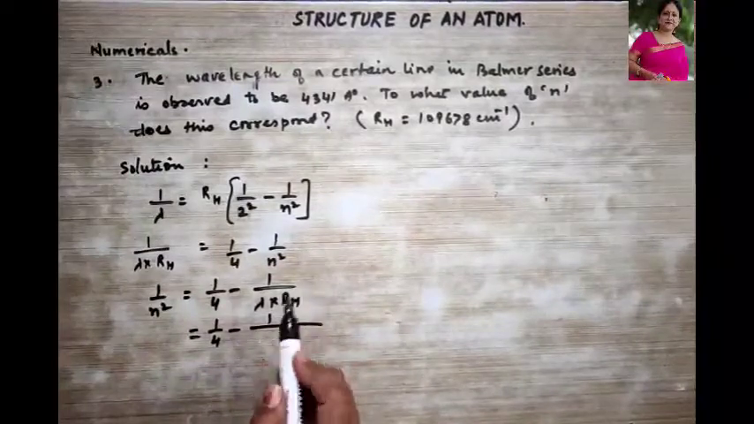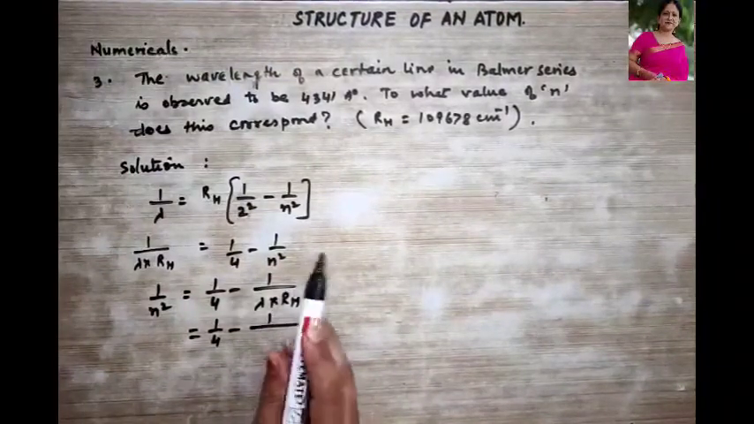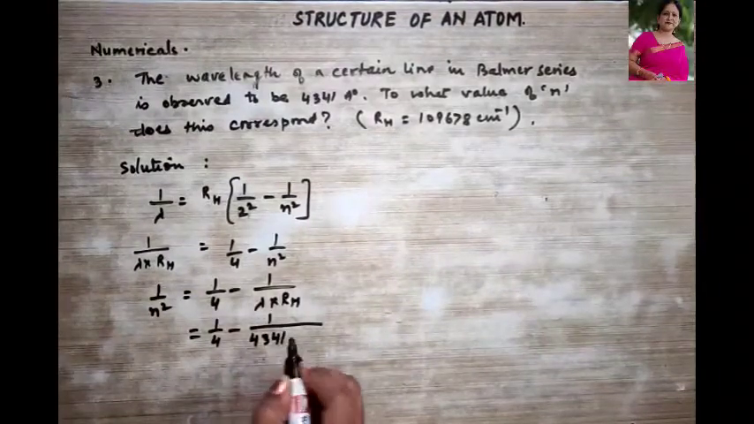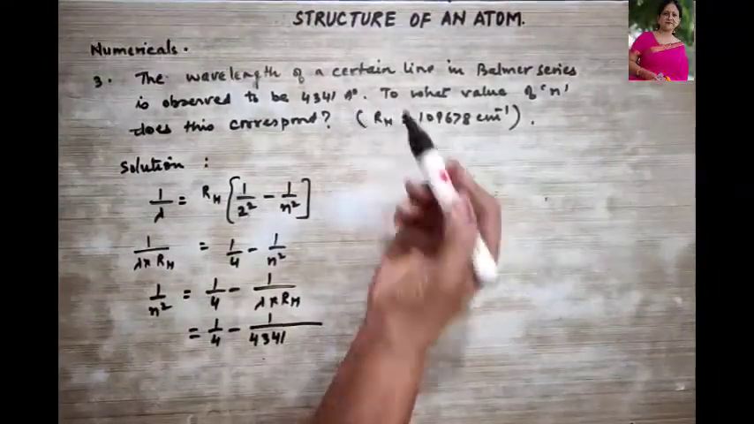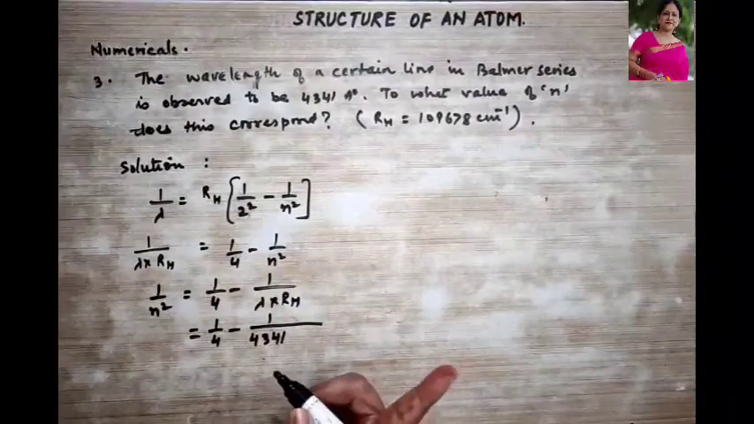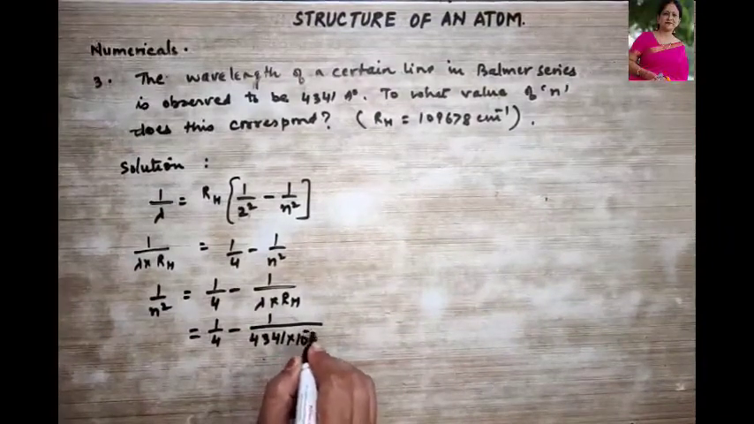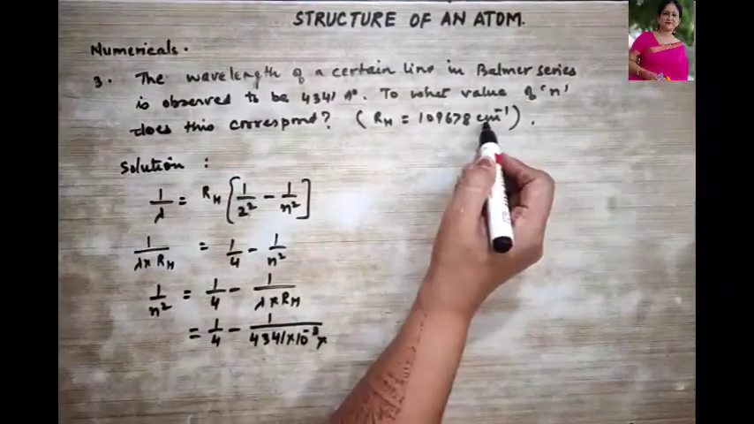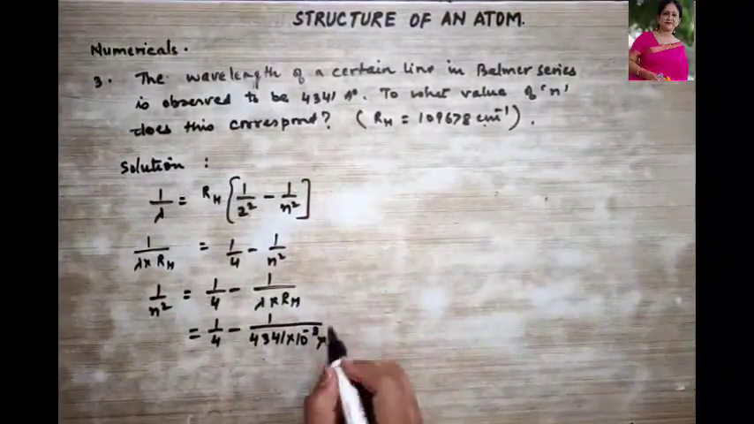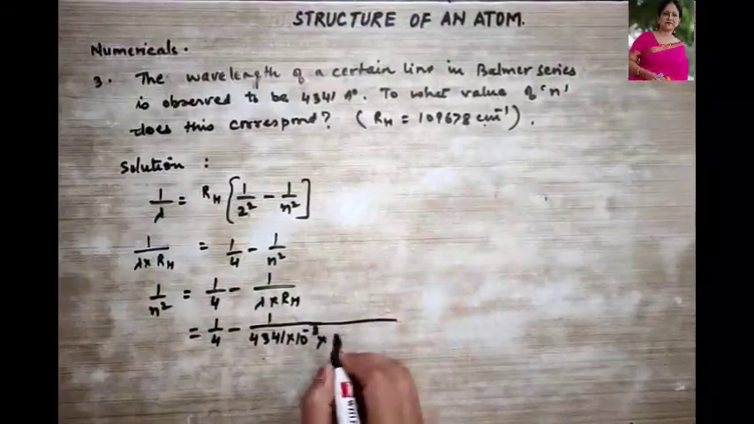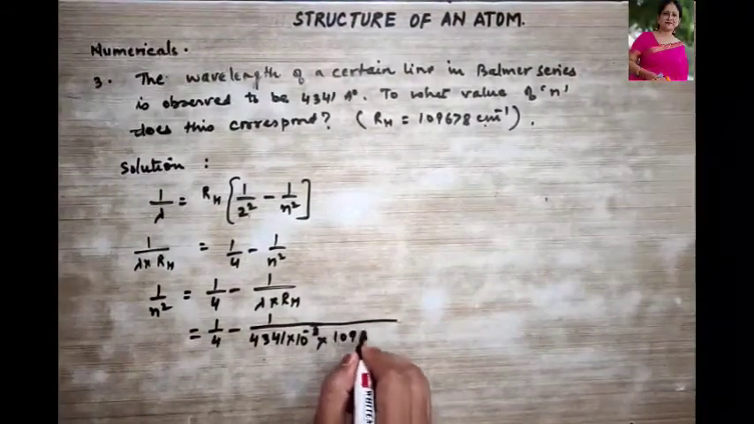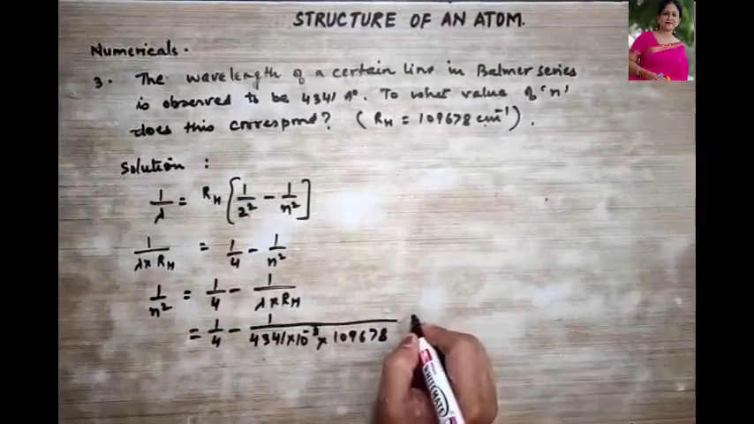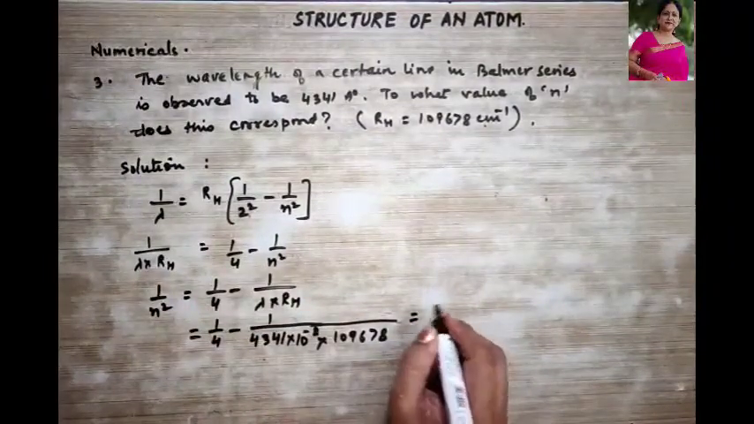Now what is the value of lambda? It is already given to you there in the question, 4341. Now it is given in Angstrom. Okay, I have to change it into centimeter. If you remember, then it should be multiplied with 10 to the power minus 8 into RH. Because it is in centimeters, so I took it in centimeters, into what is the value of this? 109,678.